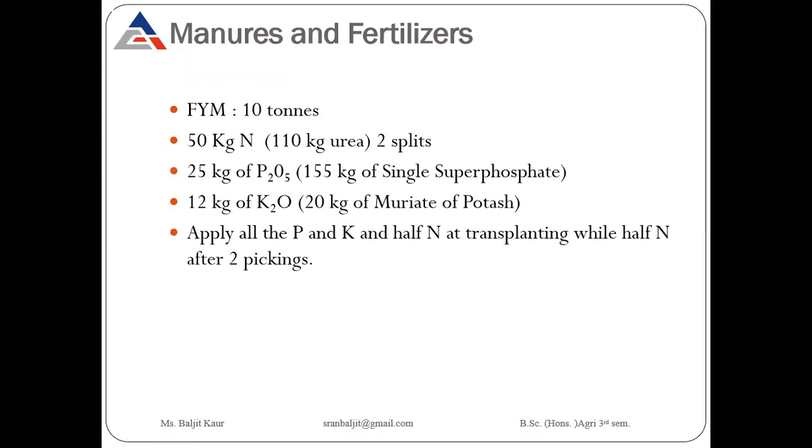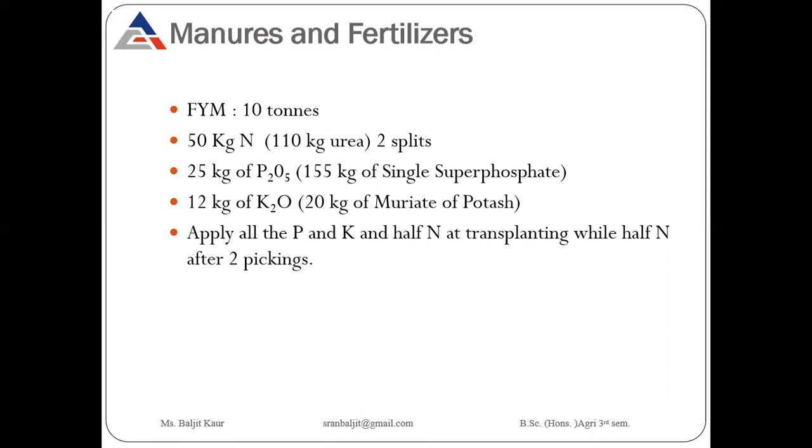Then manures and fertilizers. So we need to add 10 tons of farmyard manure before transplanting of the seedlings into the main field, and the other requirements like nitrogen, phosphorus, and potassium. So 50 kg of nitrogen is required, and this is applied in two splits, right?